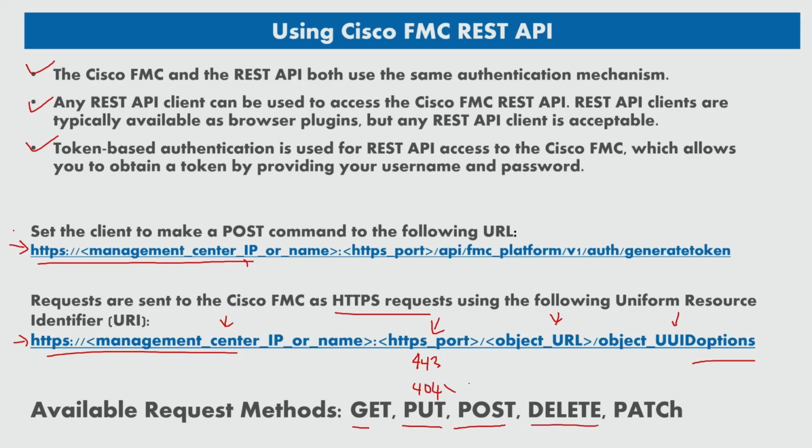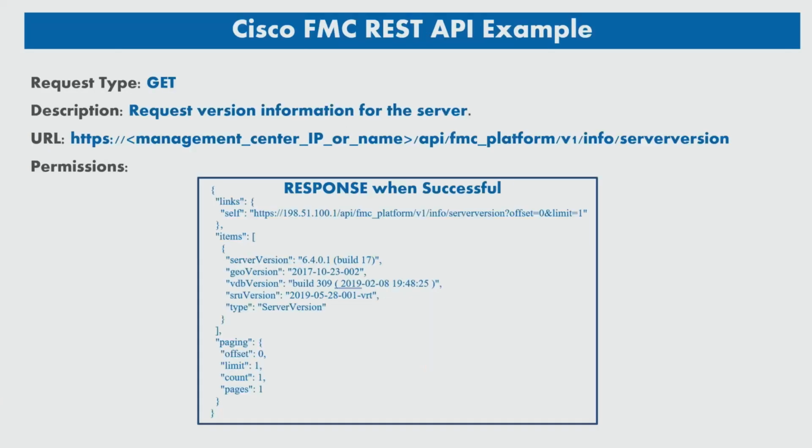Delete, which deletes the specified object, and patch, which is not supported. You can use the REST API to retrieve system information from the Cisco FMC with the following parameters. As an example, you can use GET as a request type, put the description, and put a URL that looks like this. And you have to set the permission.